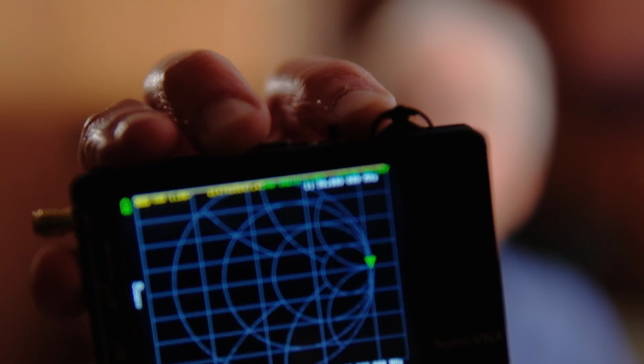This is the original version of the Nano VNA. It covers 50 kilohertz to 1.5 gigahertz, but it's now also available in a version 4, which reaches up to 3 gigahertz at the high end. The Nano VNA is probably the most powerful antenna analyzer available today, and at a very affordable price.